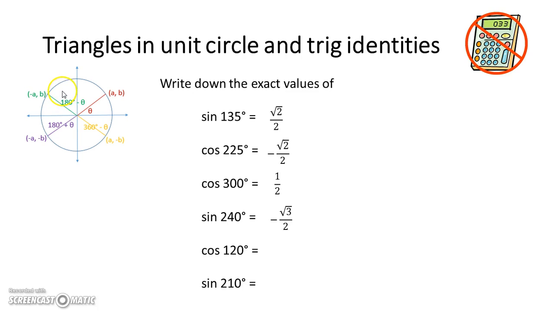Okay, 120. 120 is in this quadrant, second quadrant. It's 60 back from 180, 180 minus 60, so it's the same as 60 degrees, so cos of 60 is a half, but this is in this section, so it's negative a half. 210, 210's in this third quadrant, it's 30 degrees past 180, so it's the same as 30 degrees, sine of 30 is a half, so this will be down here, so it's negative a half.